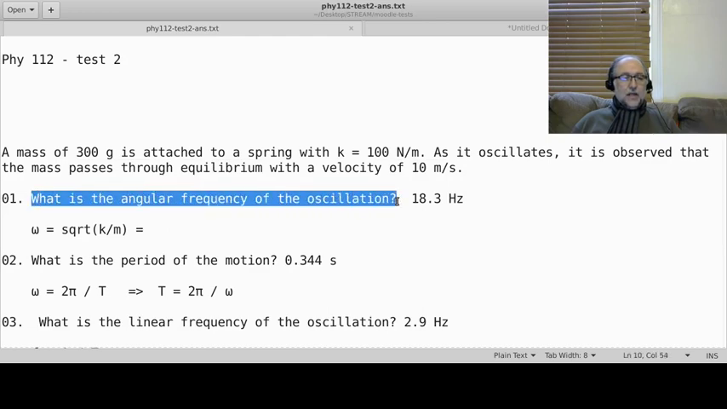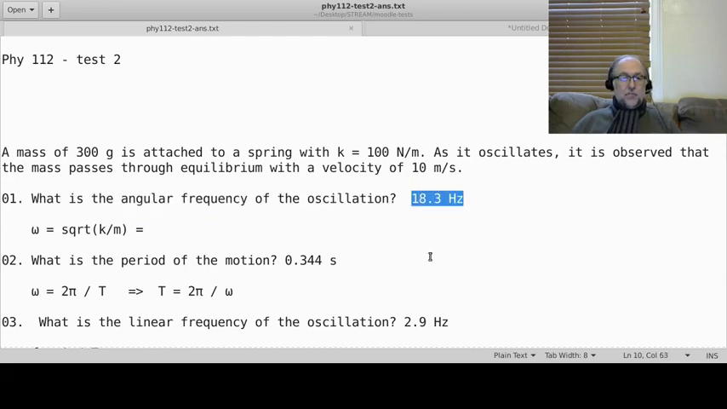What is the angular velocity of the oscillator? Sorry, the angular frequency of the oscillator. It turned out that the answer was 18.3 hertz. How did I get that? Well, the angular frequency, omega, is given by the square root of k over m. So that's going to be the square root of 100 newtons per meter, and 300 grams, we have to convert that to MKS, so that's 0.3 kilograms. If you just crunch that through your calculator, you'll get that it is 18.3 hertz.